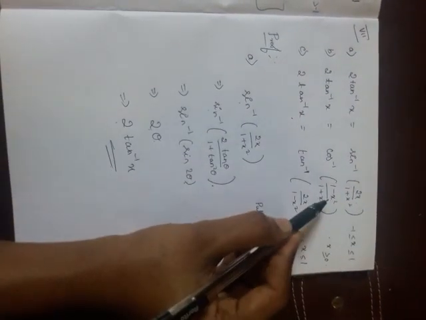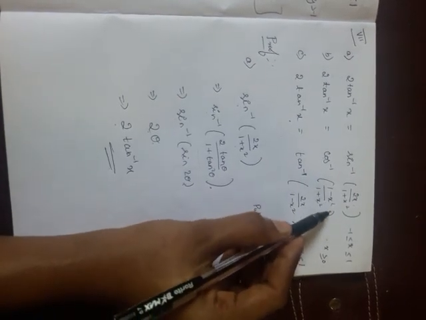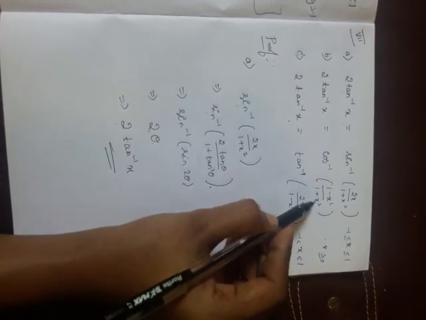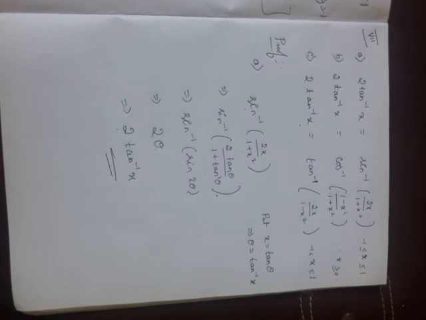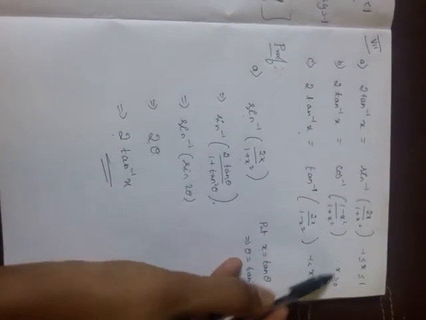Similarly for the second one, take x as tan theta again. 1 minus tan square theta divided by 1 plus tan square theta is equal to cos 2 theta. Again cos inverse and cos get cancelled, we will get 2 theta, where theta is tan inverse of x. This one you can do. Okay.